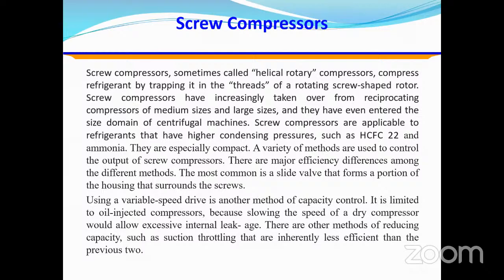That is reciprocating compressors and centrifugal compressors. So nowadays, in chiller plants, screw compressors are used.